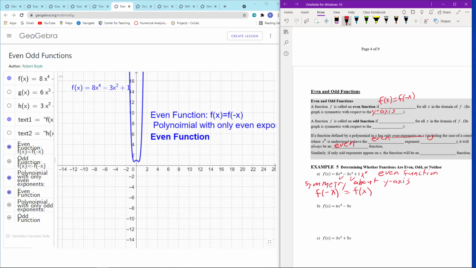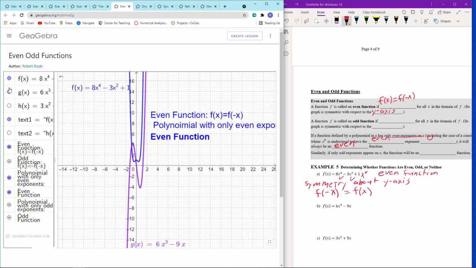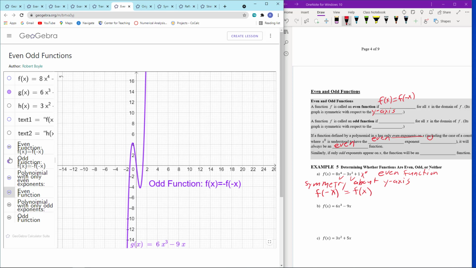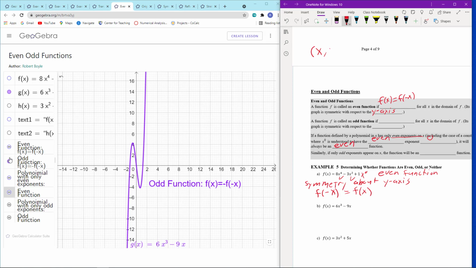Okay, so let's take a look at an odd function. And here is an odd function. This function happens to be symmetric about the origin. As a consequence, it has this property: if you take the function f and evaluate it at negative x, you're going to get the exact opposite. That is consistent with the property of symmetry about the origin, where if (x, y) is on the graph, then (-x, -y) is also on the graph. So an odd function is symmetric about the origin.